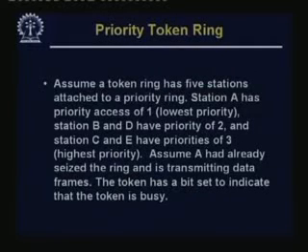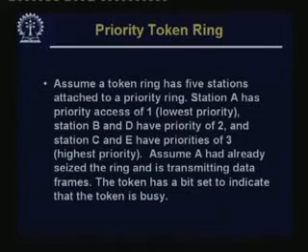Now let us look at how the priority works in the token ring, because we can give differential priorities to the nodes in the network, and this is how it works. Let us go through one example. Assume a token ring has 5 stations attached to a priority ring. Station A has priority access of 1, let us assume the lowest priority. Stations B and D have priority of 2, and stations C and E have priorities of 3. So C and E have the highest priorities.